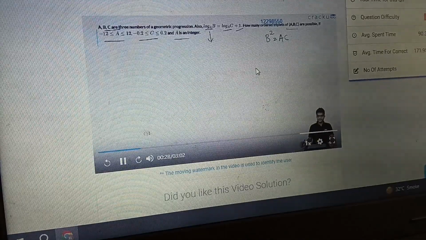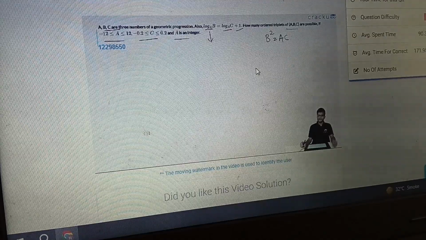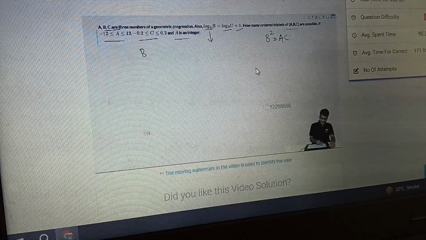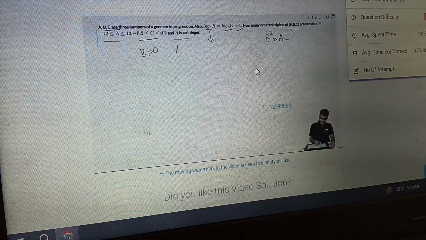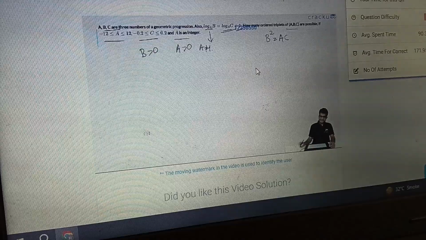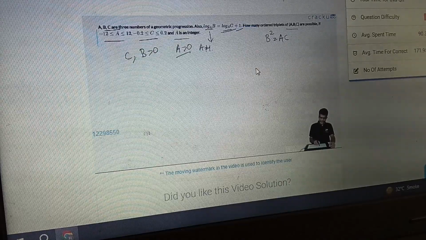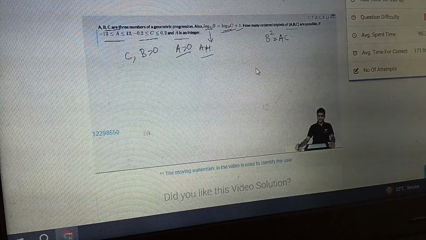The first thing to note is, for a logarithm to be defined, the argument has to be positive and the base has to be positive and not equal to 1. So B has to be greater than 0 and A has to be greater than 0 and A cannot be equal to 1. Same is the case for even the second logarithm. So both B and C have to be greater than 0, A has to be greater than 0 and A cannot be equal to 1.